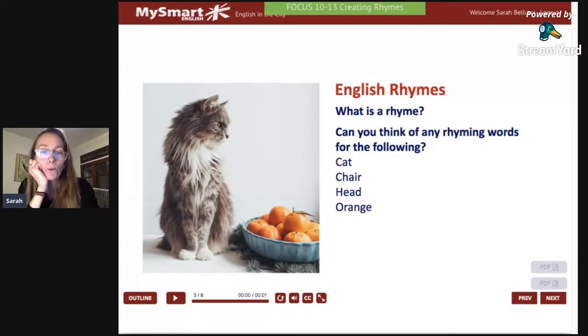Let's see. What about the next one? Chair. Okay, let's see what words you can come up with that rhyme with the word chair. What we will notice in this one is that they don't have the same letters. With cat, we've seen that they all pretty much have the AT, no? Cat, bat, hat, fat. Let's see what happens when we find rhyming words for the word chair.